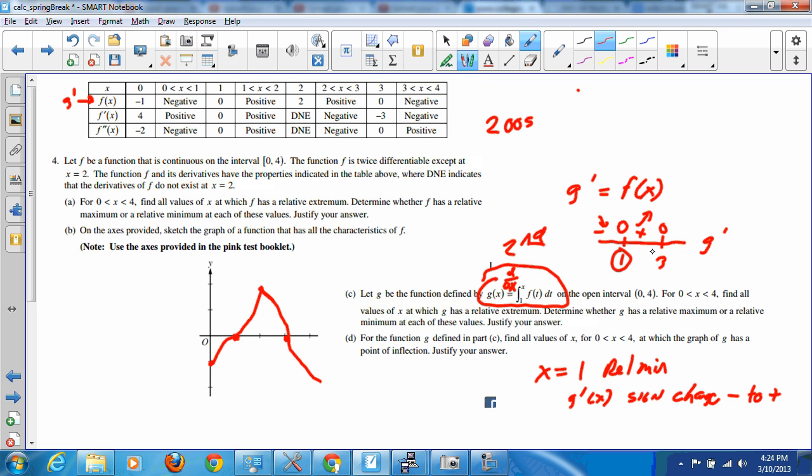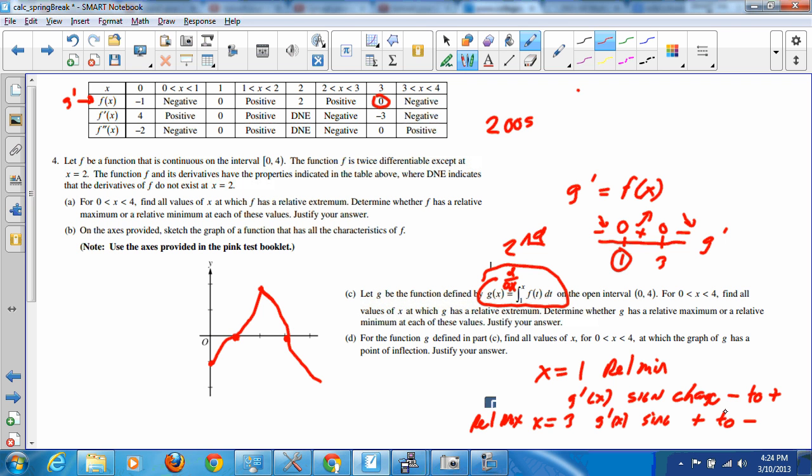We notice that at 3, we have another 0 point. So it's positive to the left, and it's negative to the right. So the function then turns to decreasing, so we have a relative max. So we'll just state that at x equals 3, g prime of x, we have a relative max because the sign changes from positive to negative. Alright, not too bad. And then we're going to look at part D.